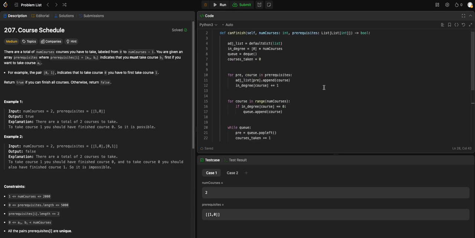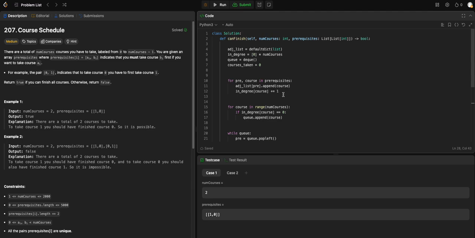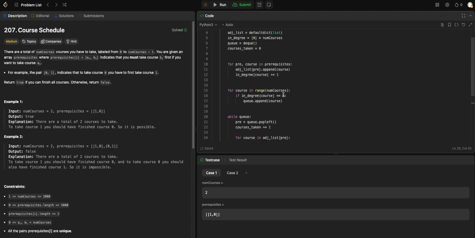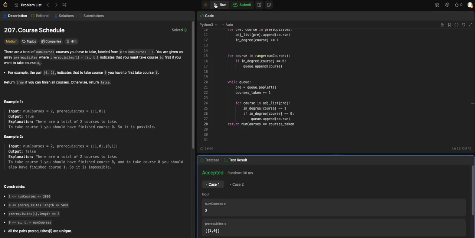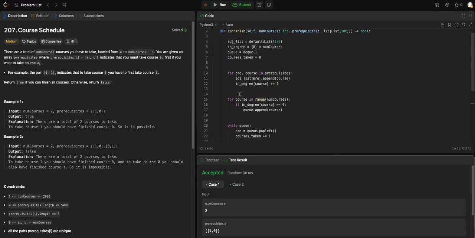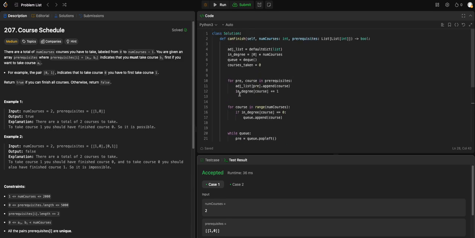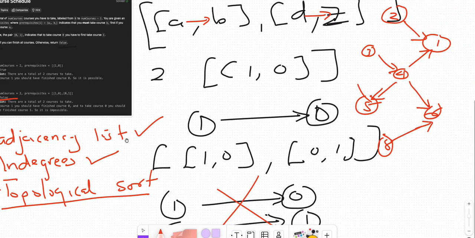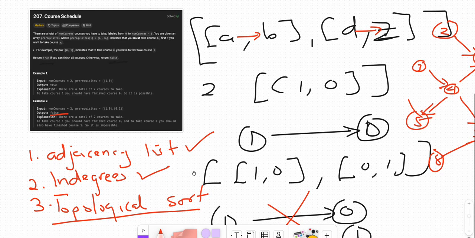Like I said earlier, look more into topological sorting. That is the algorithm to solve a problem like this. So this is how you solve this Leetcode problem. Again: adjacency list, in degrees, and topological sort. Those are the ingredients you need to solve this question.